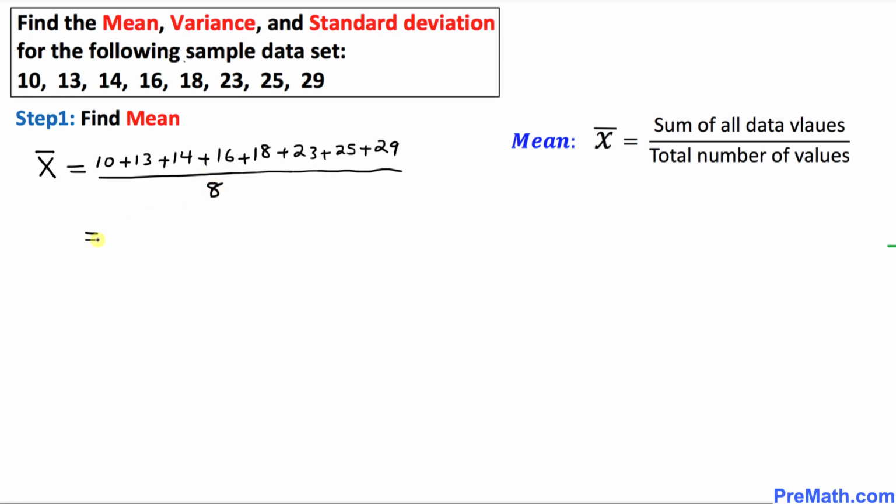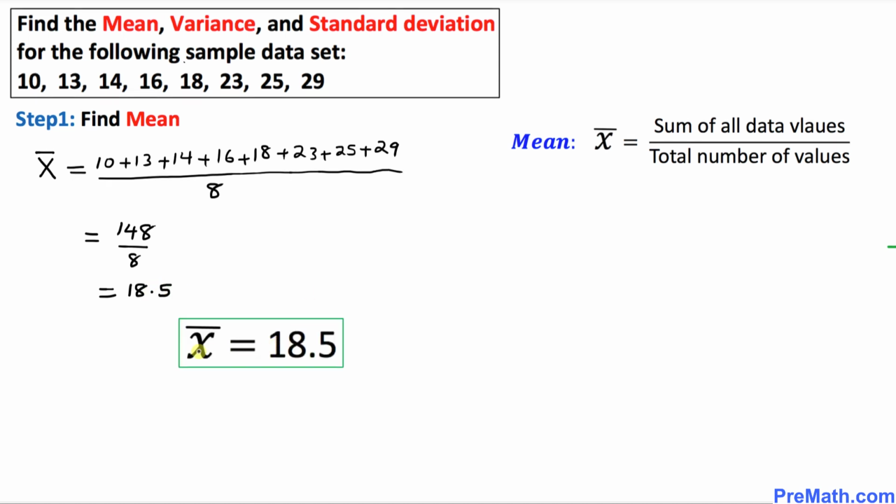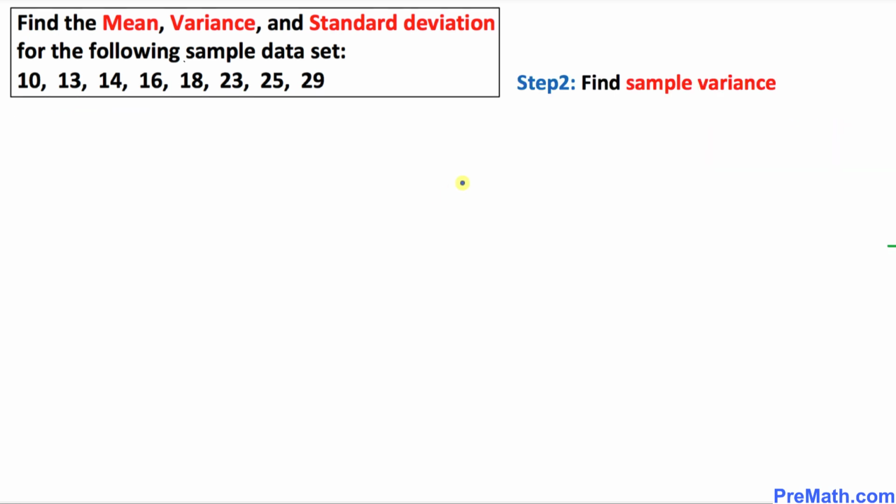Let's add up all those numbers on the numerator. That turns out to be 148 divided by 8 equals 18.5. So thus our mean turns out to be equal to 18.5. And in our next step, we are going to calculate the sample variance.